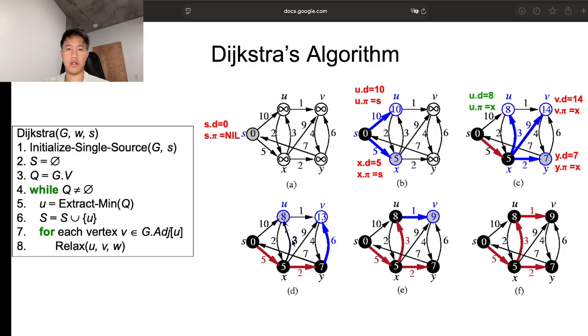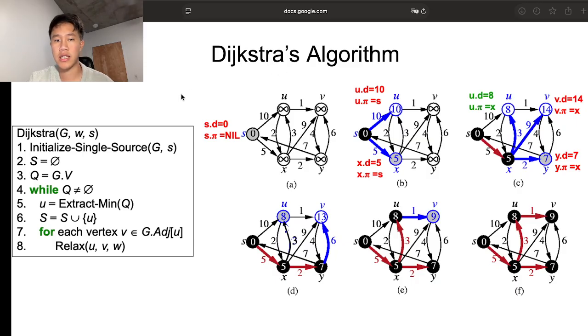Hello everyone, today we're going to talk about Dijkstra's algorithm. This algorithm is very well known for finding the shortest path on a weighted directed graph. It has very widespread applications in routing, circuit design, and so on and so forth.